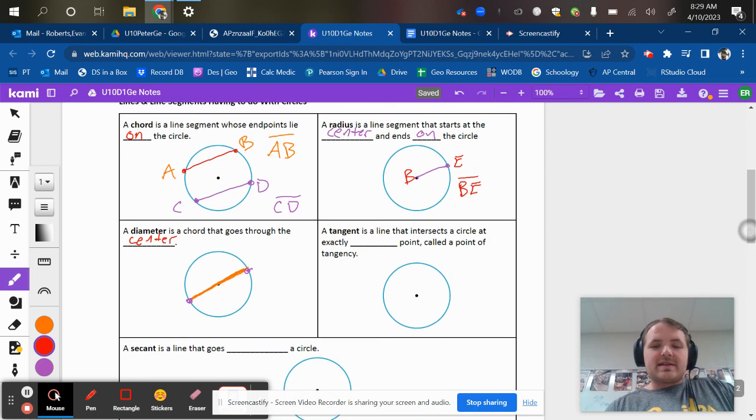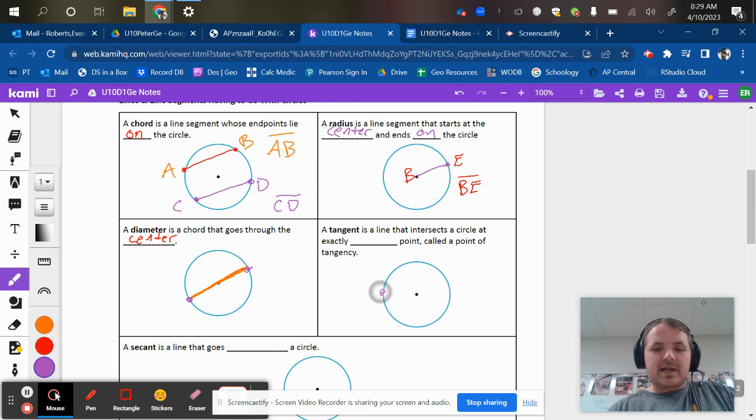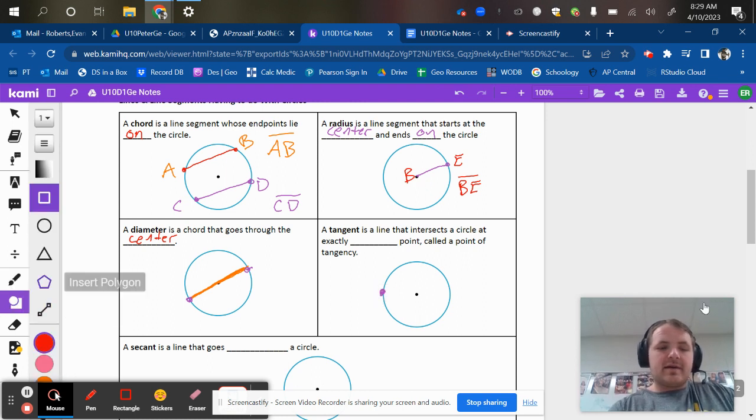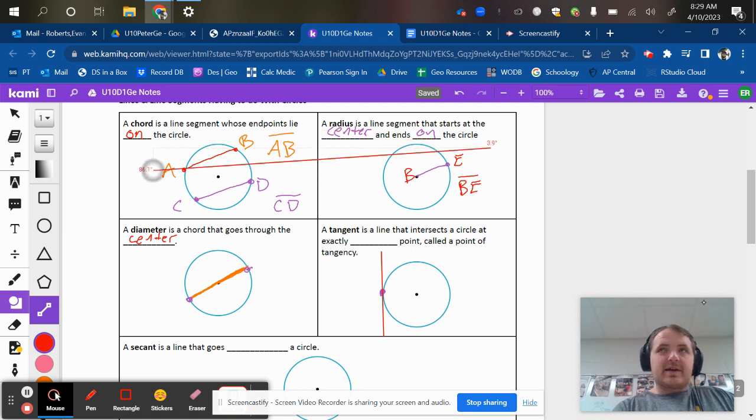Something like that. A tangent line. We talked about this a little bit in the Desmos activity. It only hits that circle at one specific place. So if I have a tangent line right there, that would mean that I'm only hitting that circle at that purple line.